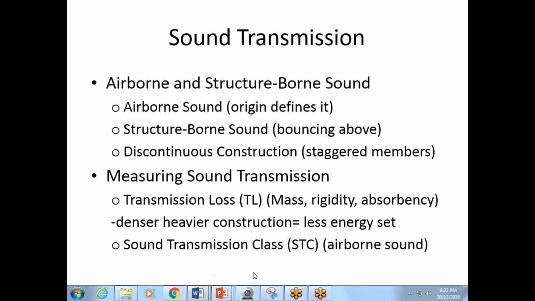So transmission loss, TL, mass, rigidity, absorbency: denser, heavier construction equals less energy sent. That's a very simple concept. They show it in your book as a wall where on either side it's 1/2 inch gypsum board, and then one where it's 5/8 inch gypsum board. The thicker of the two gypsum boards is going to allow for less energy and sound. So technically it's going to be better at controlling the sound, and giving us less absorbency and transmission loss.